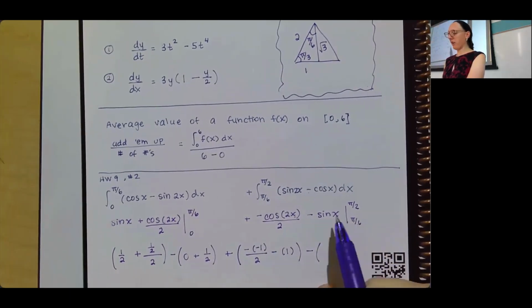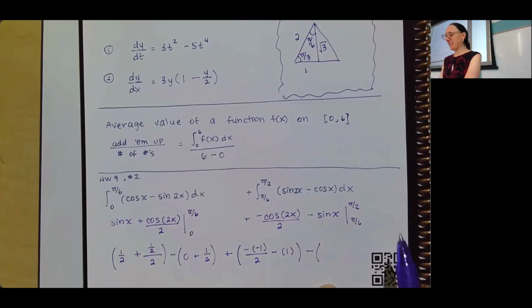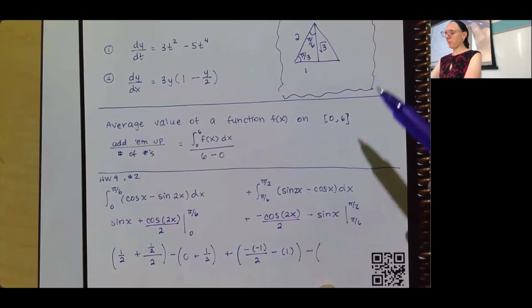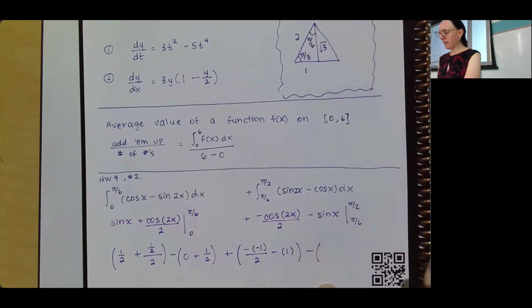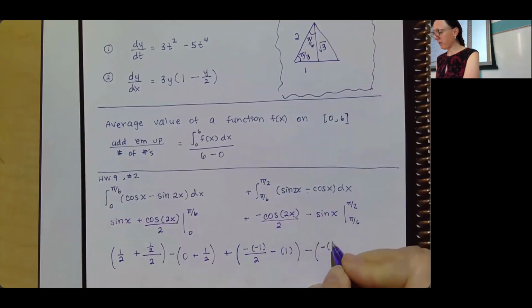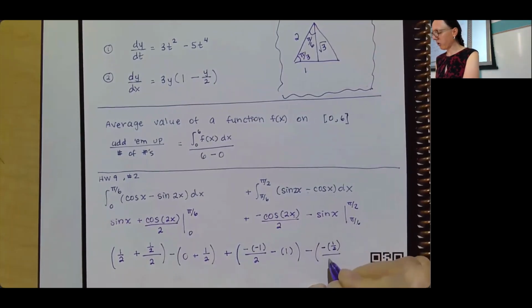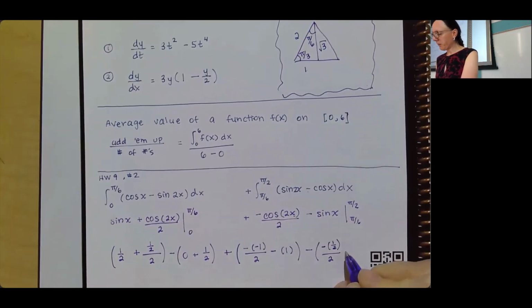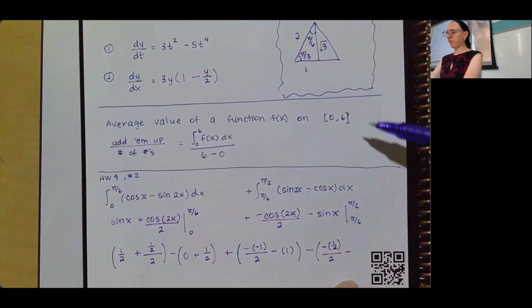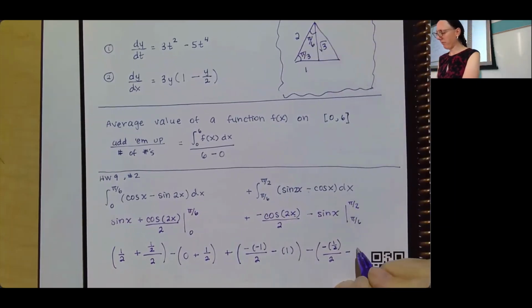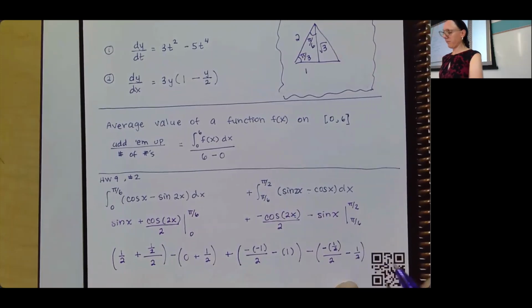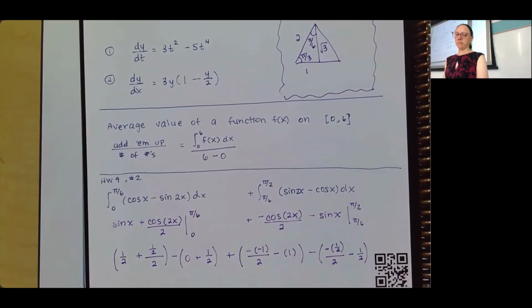Now I'm going to subtract off plugging in the pi over 6. When I plug in pi over 6, 2 times pi over 6 brings me to pi over 3. And cosine of pi over 3 is 1/2. So this will look like negative 1/2 over 2 minus sine of pi over 6, which is 1/2. Yeah, it's a bunch of fractions, but they're not too bad.